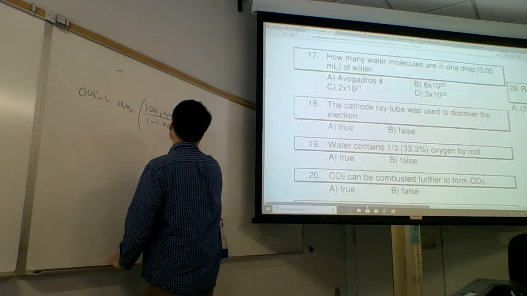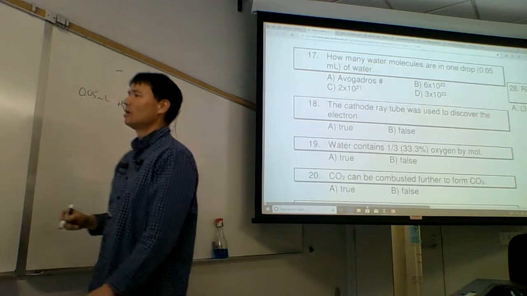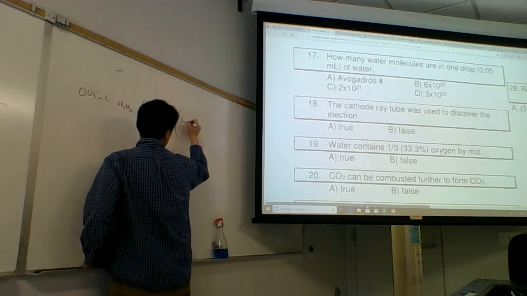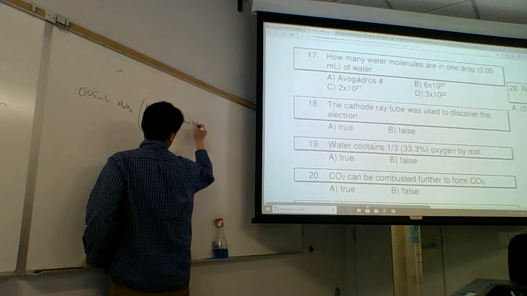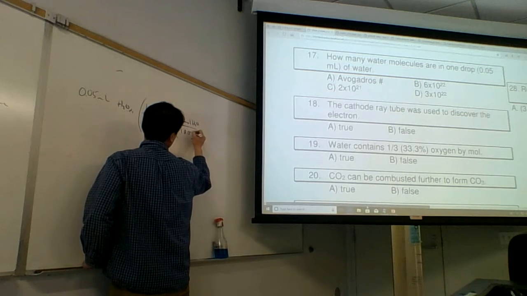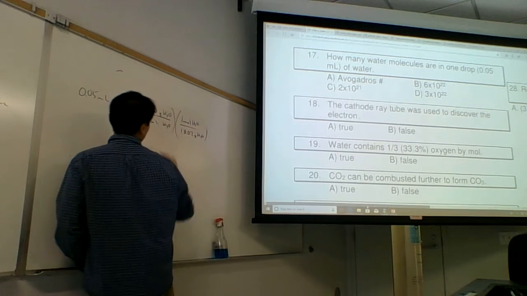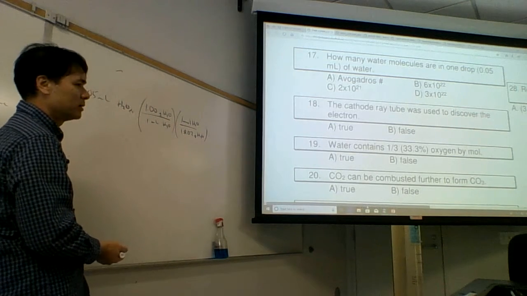And then where did you go? Moles. So we need the molar mass of water. Oxygen is 16.00. And we have 2 hydrogens. Each hydrogen is 2 times 1.01. This gives us 18.02 grams per mole. So 1 mole of water weighs 18.02 grams. So the grams of water cancels. That leaves us with moles of water.